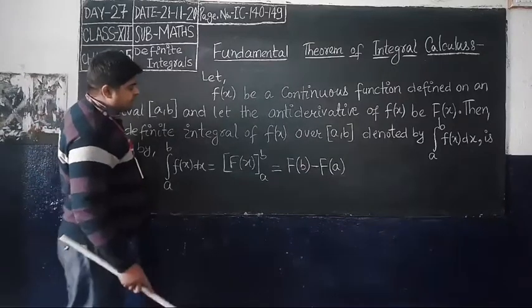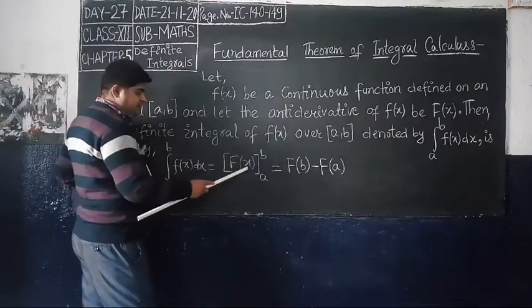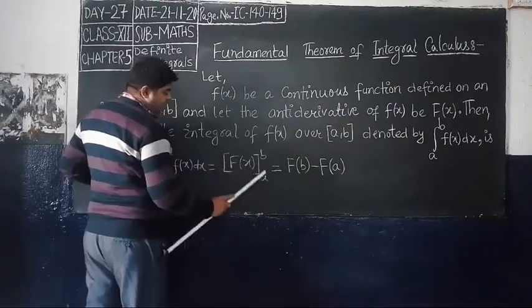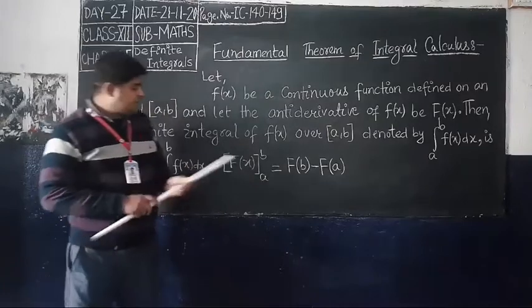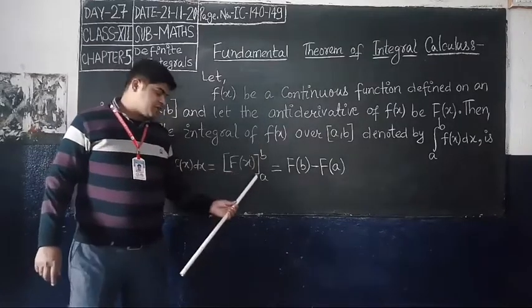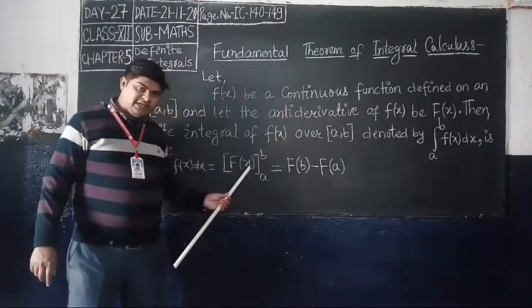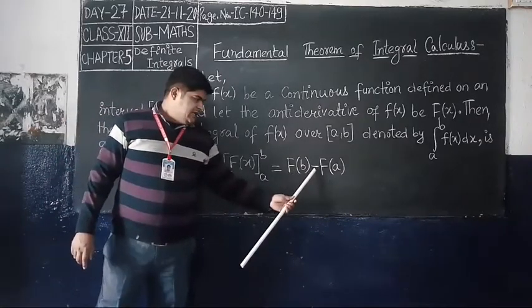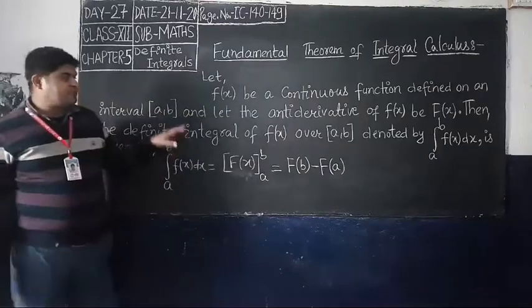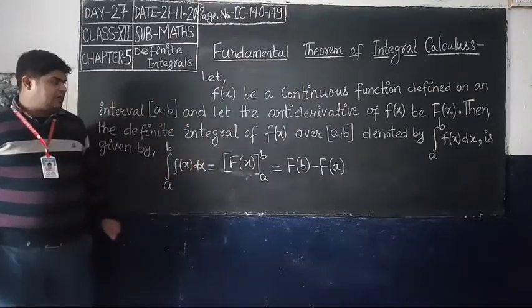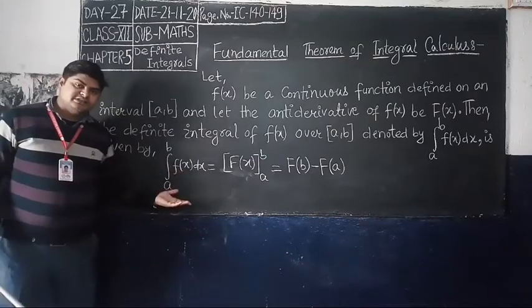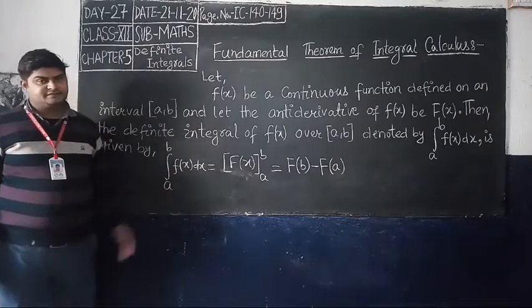Then first you put b instead of x, so it becomes F of b, and you use a minus sign, minus F of a. That means you put first b, then a, at x. So your answer is F of b minus F of a. We have to use this formula in the first exercise. So let us see some questions from the exercise.